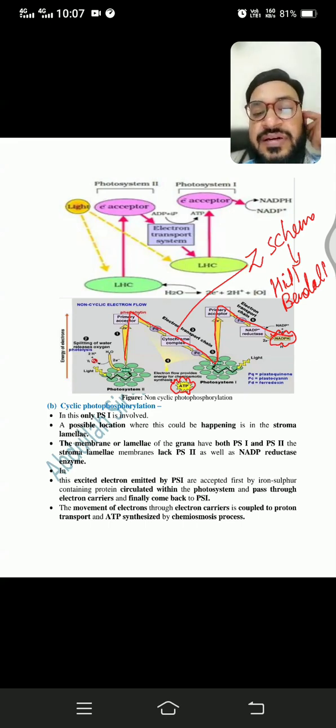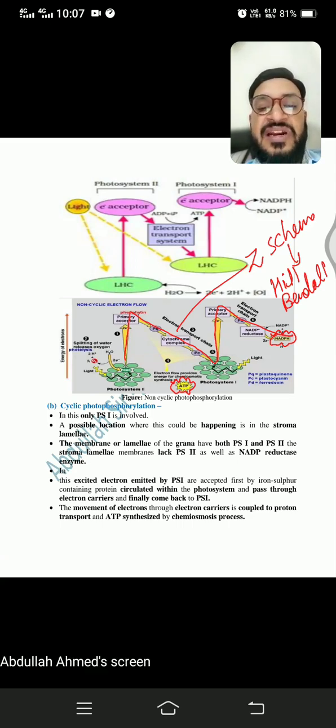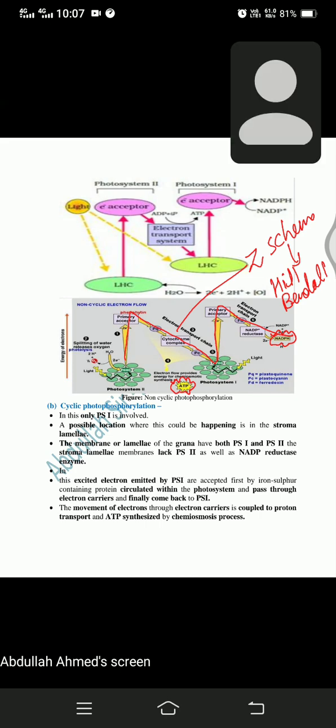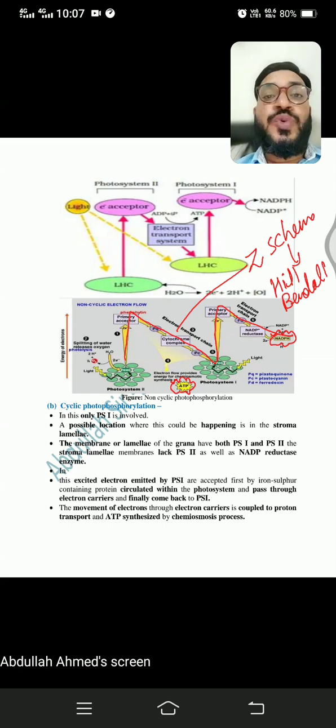You can see here ATP forms and NADPH forms. So tell me, in the non-cyclic pathway, what products will form? ATP and NADPH, right? Very good. These are the true products of the non-cyclic pathway. Understood or not? Yes, sir.